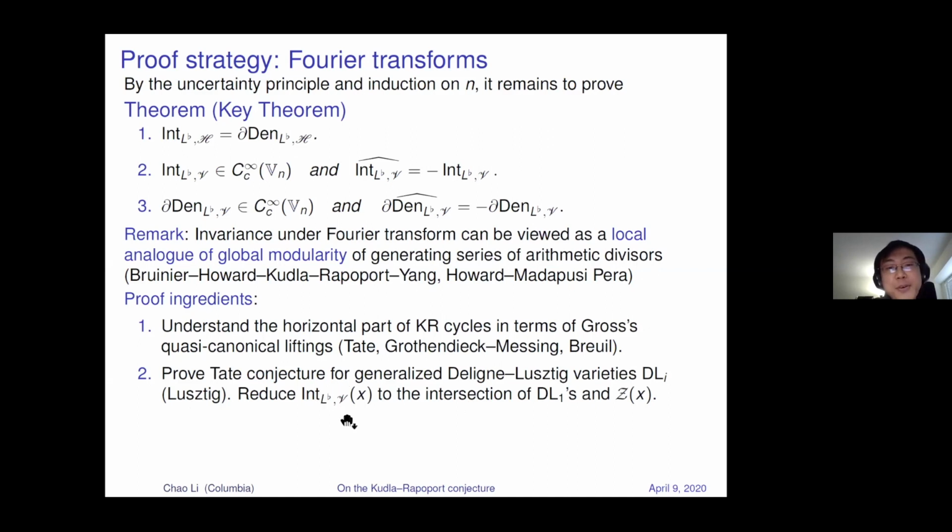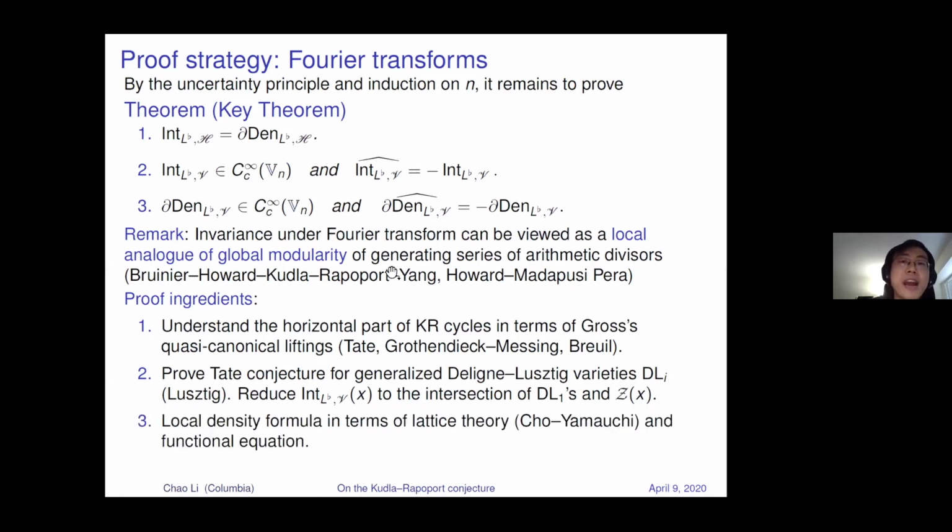Therefore I can reduce the intersection of the vertical part of the computation to the concrete problem of intersection with the Deligne-Lusztig curve and the divisor Zx. And evidently, that's a much easier intersection problem to compute. We compute this function explicitly, and you can just see explicitly that this function is invariant under the Fourier transform. And finally, on the analytic side, this Fourier transform, of course, will be related to the functional equation of the local density function.